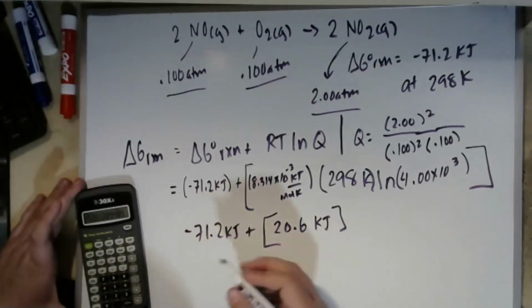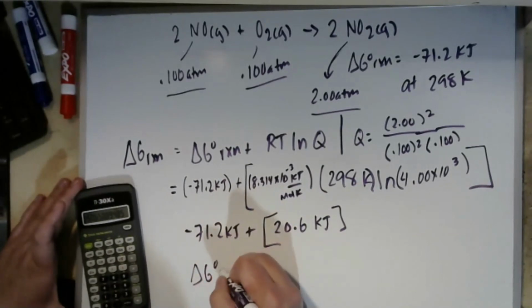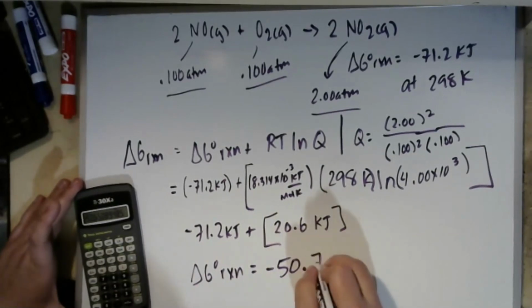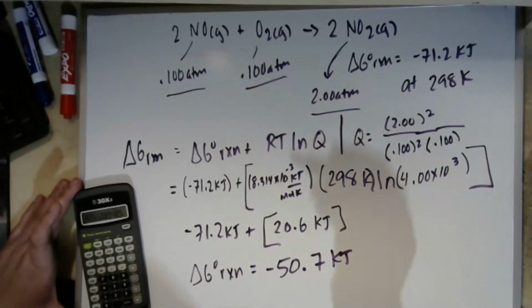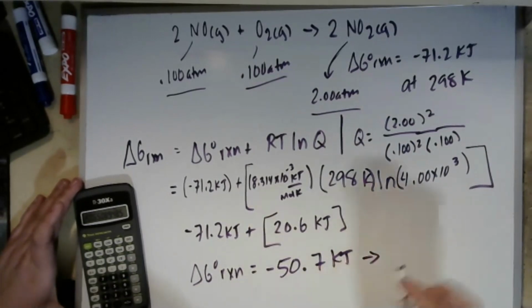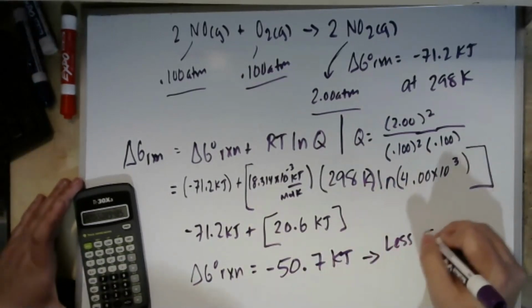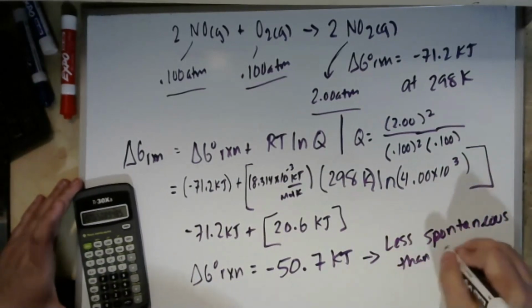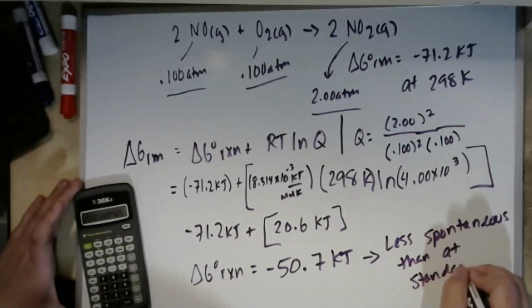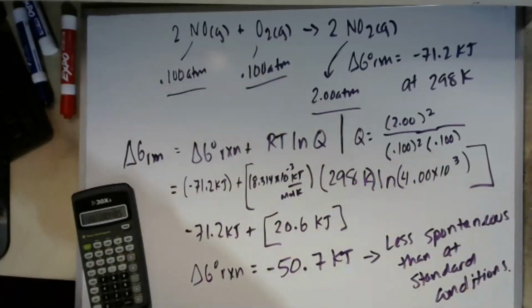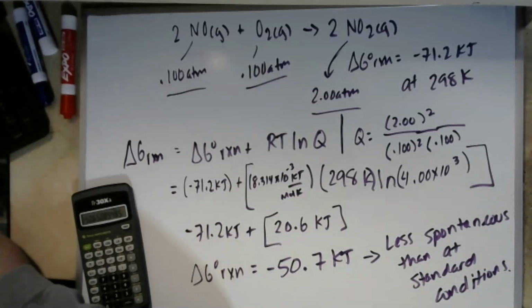Okay, I'm going to add these together. I get a delta G for this reaction of negative 50.7 kilojoules. My initial delta G was negative 71.2 kilojoules. So even though this is still spontaneous, it's less spontaneous than at standard conditions. Okay. All right, let's try another one out.